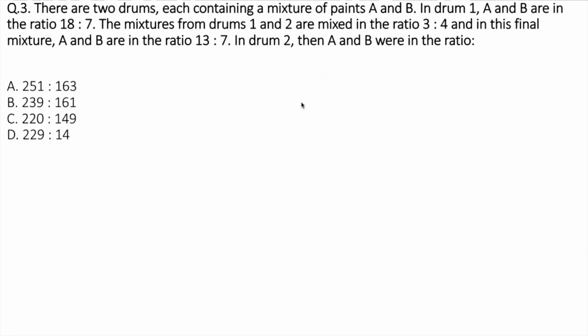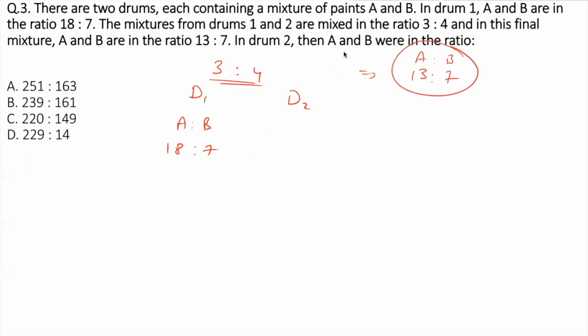Alright, there are two drums each containing a mixture of paints A and B. So drum 1 and drum 2 are the two drums we have. In drum 1, A and B are in the ratio 18:7. The mixtures from drum 1 and drum 2 are mixed in the ratio 3:4. And in the final mixture, A and B are in the ratio 13:7. In drum 2, then, A and B were in what ratio? That is what we are supposed to find out.